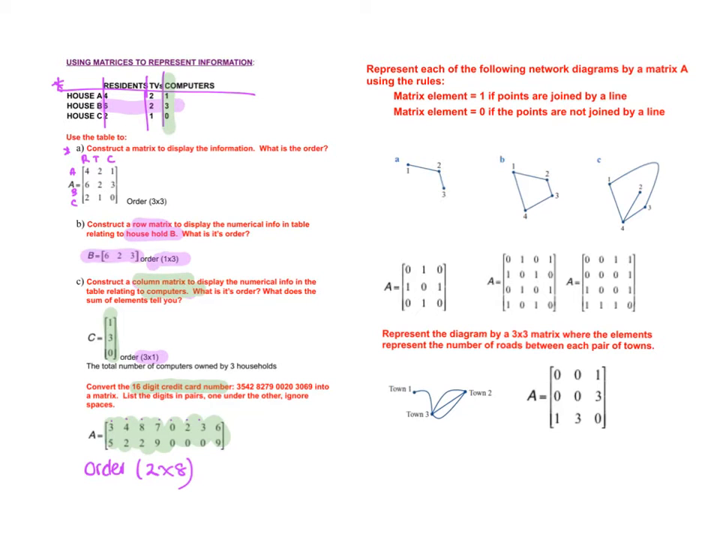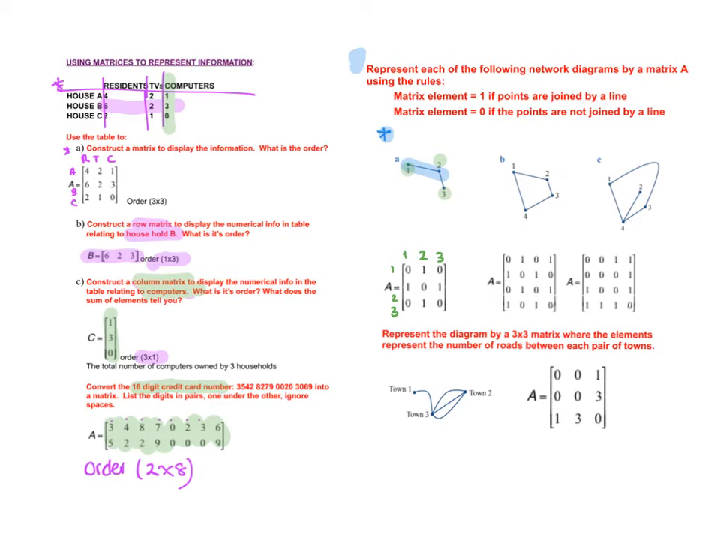All right, so over here we've got another way to represent information. You can get network diagrams. This is sort of like a network diagram here, and they'll ask you to represent it in a matrix. Generally the line means a number 1. So if I call these towns 1, 2 and 3, across here I've got town 1, 2, 3, and down you go 1, 2, 3.